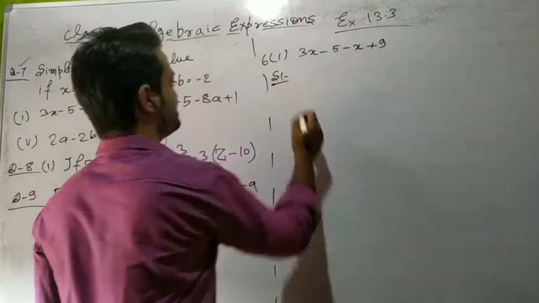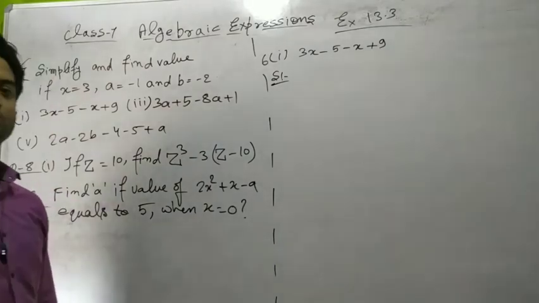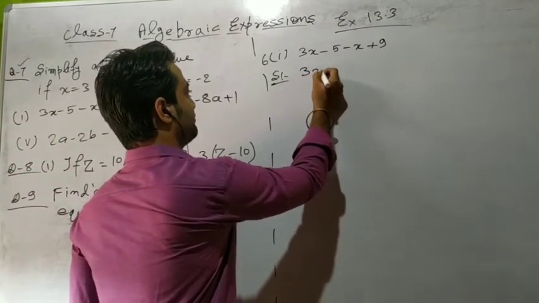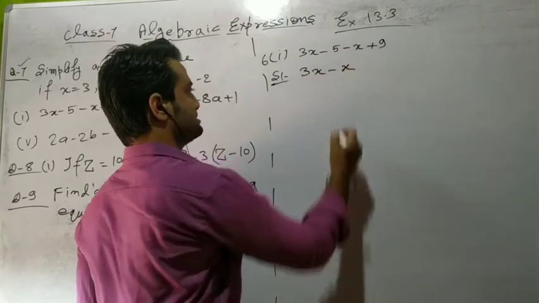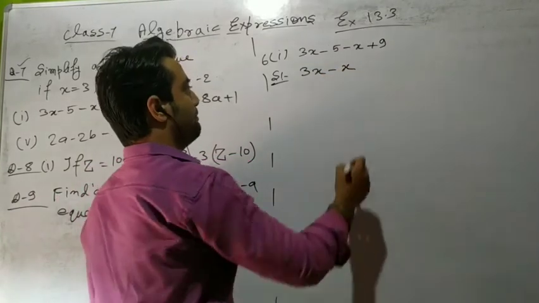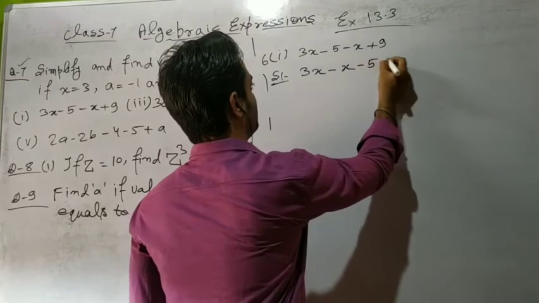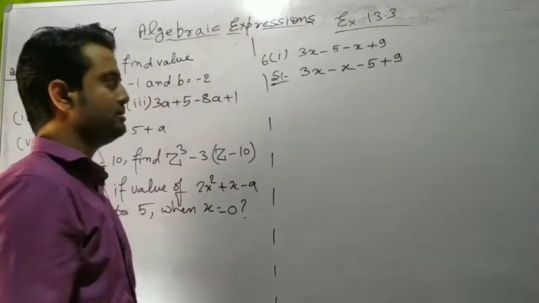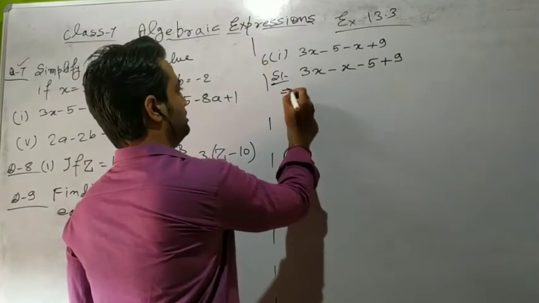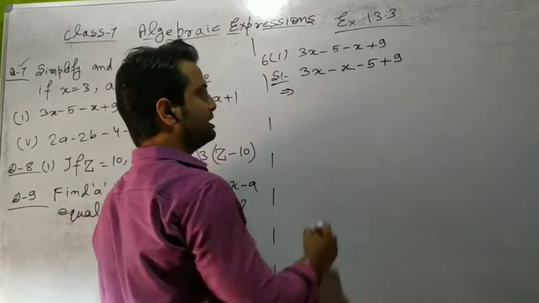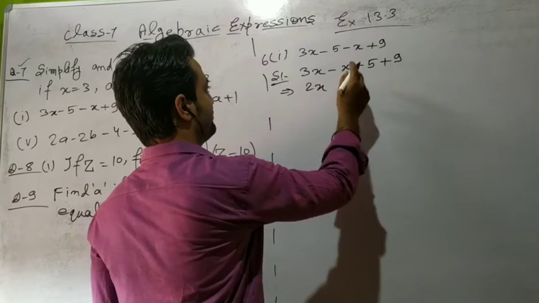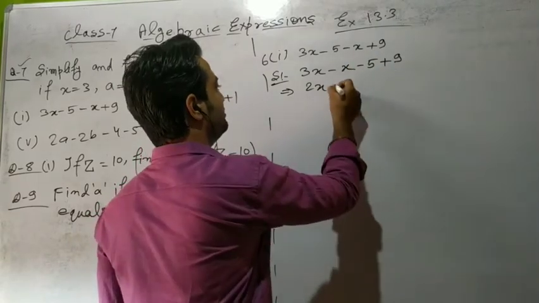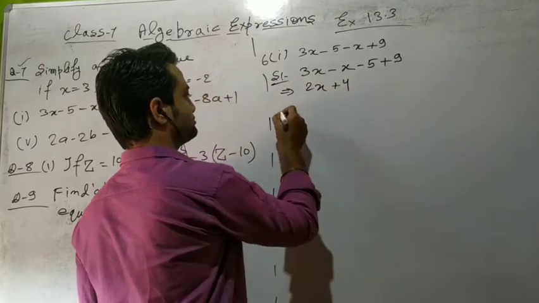So in order to simplify it, we need to put the like terms together. So 3x is like term with minus x and minus 5 is like term with plus 9. Okay. Now 3x minus x we get 2x and minus 5 plus 9 on solving we get plus 4.